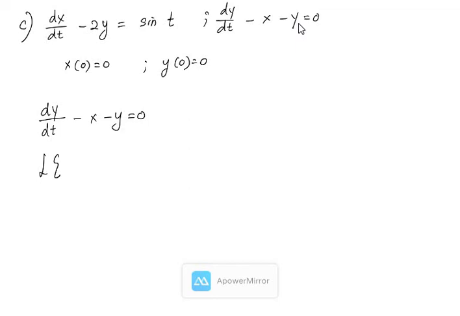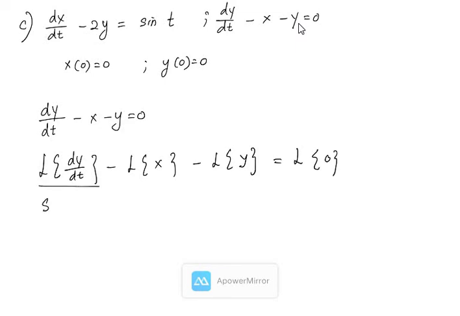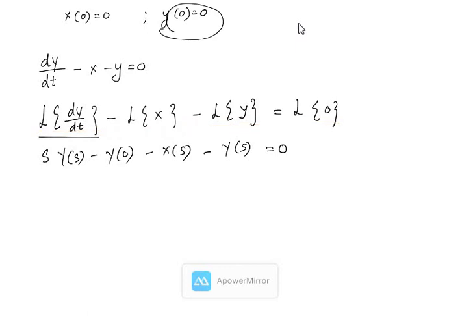So Laplace transform for the whole equation. Laplace transform of dy over dt minus Laplace transform of x minus Laplace transform of y equal to Laplace transform of 0. The Laplace transform of dy over dt I obtain as sY(s) minus y(0), the Laplace transform of x I obtain X(s), and the Laplace transform of y I obtain Y(s), equal to 0. So for the initial condition, y(0) is 0, so we substitute in the equation. So we obtain sY(s) minus 0 minus X(s) minus Y(s) equal to 0.